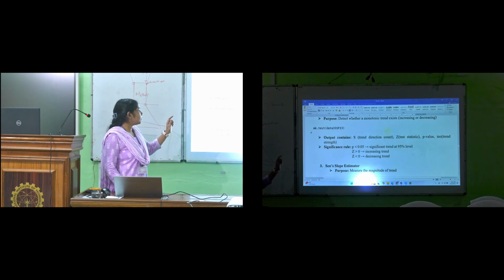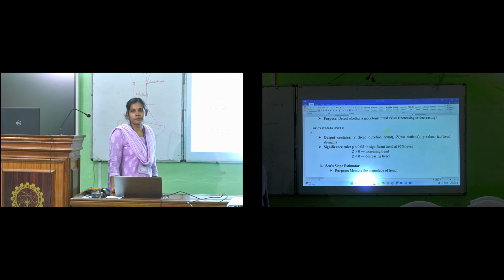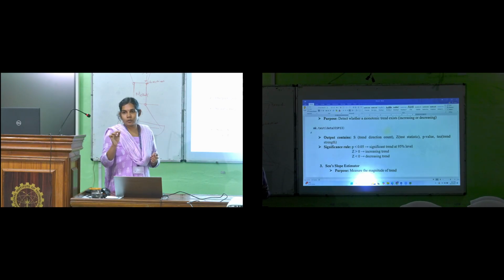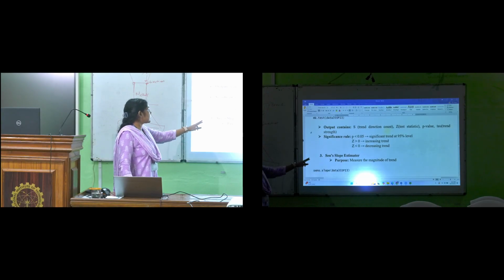In that you will get a Z statistic value. Here I am using a 95% confidence level or 5% significance level. In that, if the p value is less than 0.05, it represents a significant trend. You will get one Z value also. If the Z value is greater than 0, it represents an increasing trend, and if the Z value is less than 0, it represents a decreasing trend. After that you can calculate the Sen's slope estimator also.